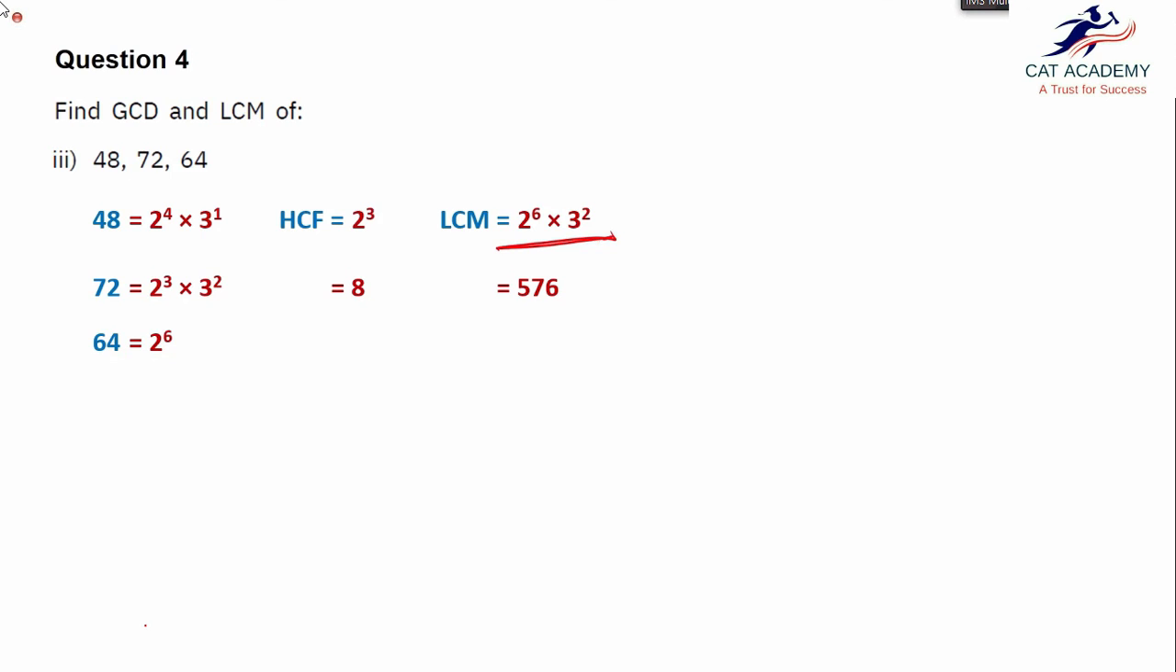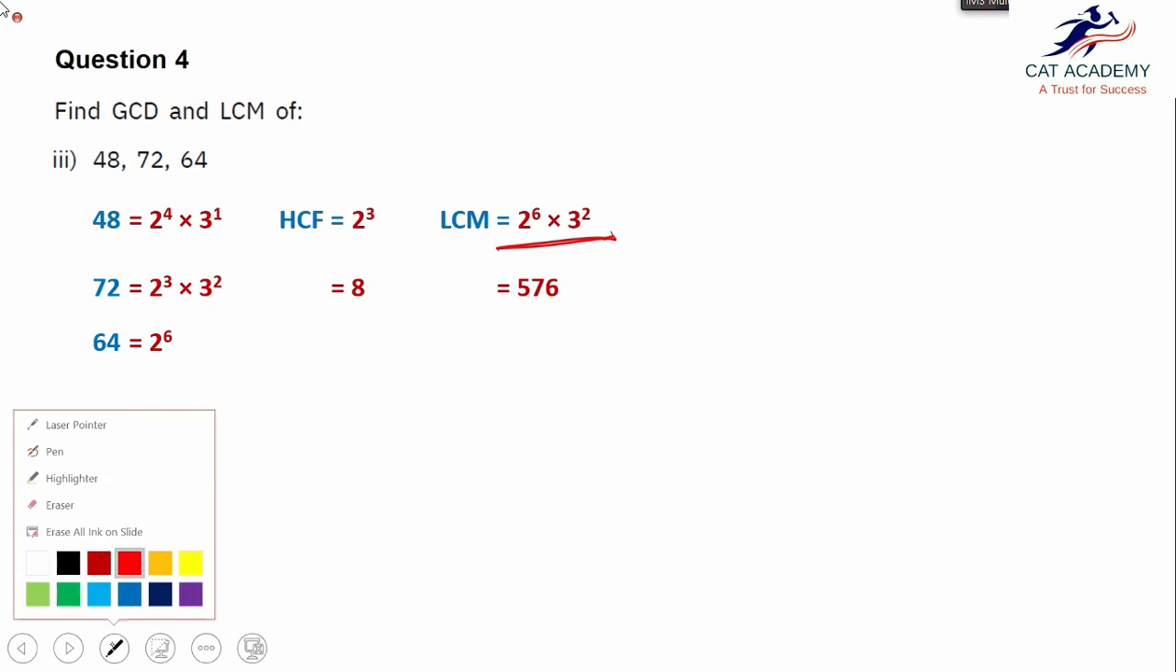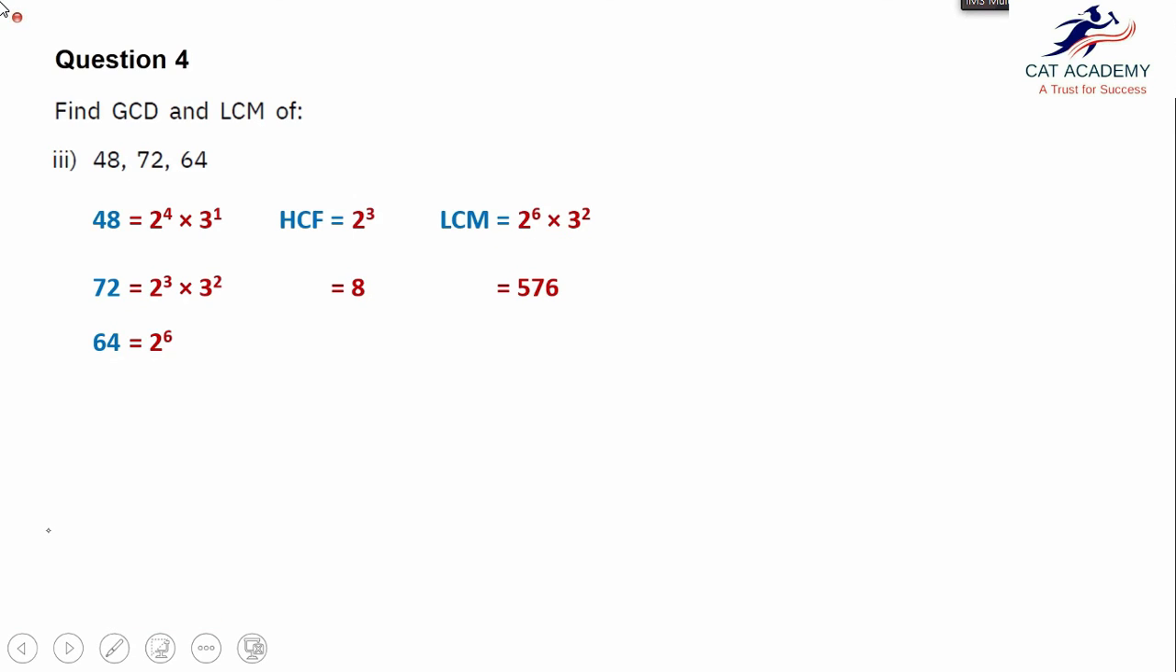Samarth, check calculations. Yeah, go ahead. Ask all your doubts. Suryank, no, HCF is 8. Check again. 64 doesn't have a factor 3.